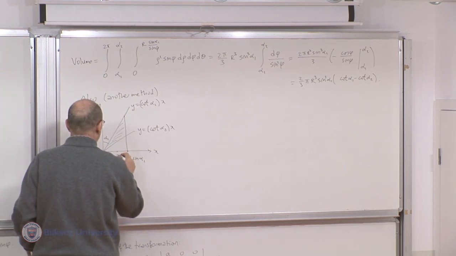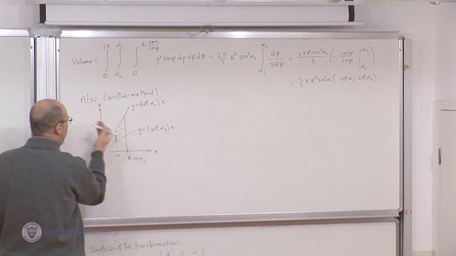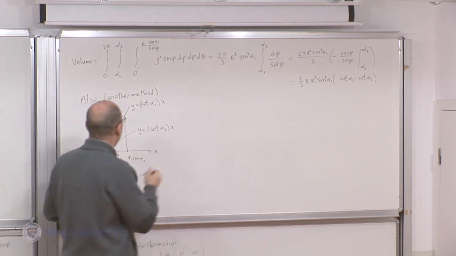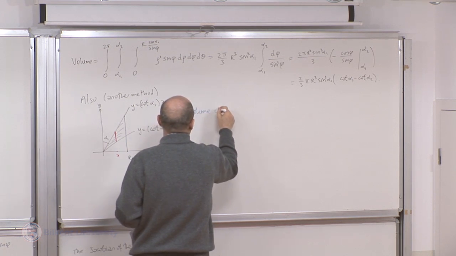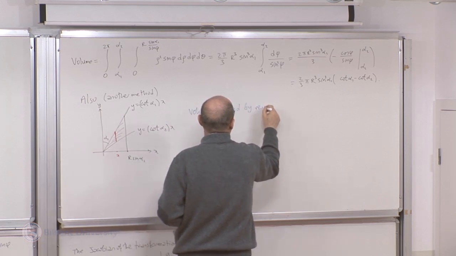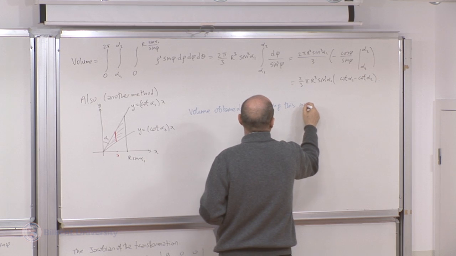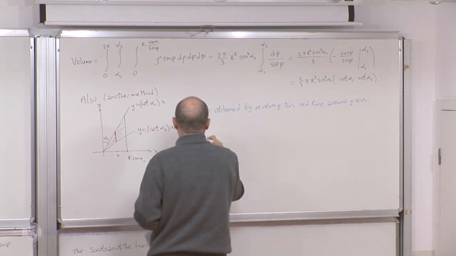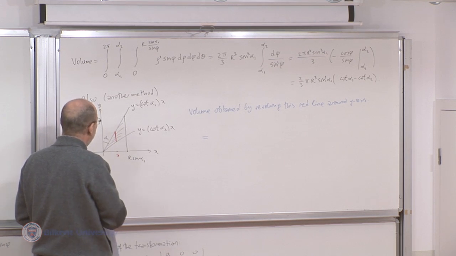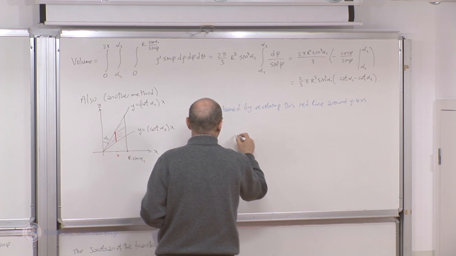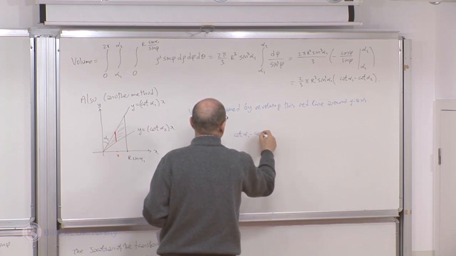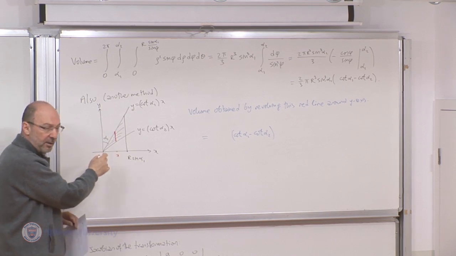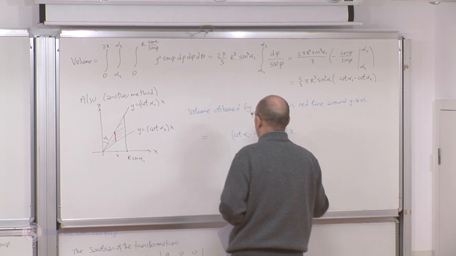Okay, so I take an arbitrary x here, and I consider this length. I revolve this length around the y-axis. So the volume obtained by revolving this red line around the y-axis is equal to, well, I find the length of this. The length of this is cotangent alpha 1 minus cotangent alpha 2. It travels a distance of 2 pi x.